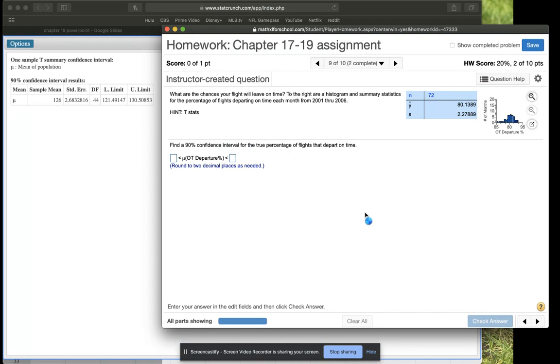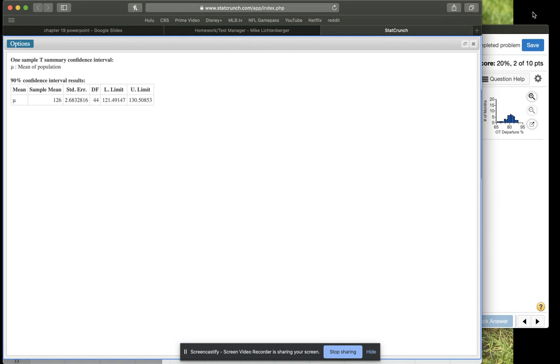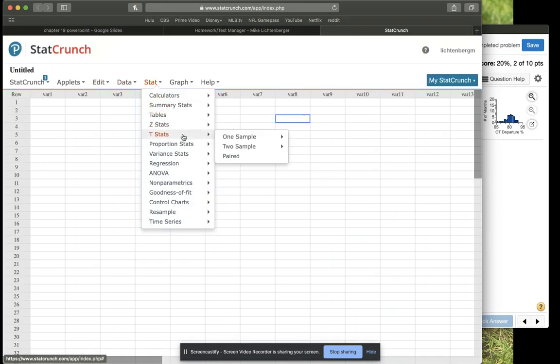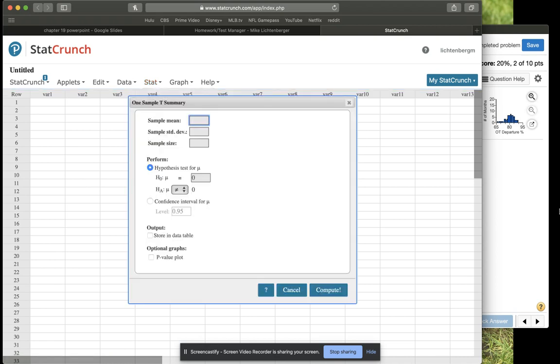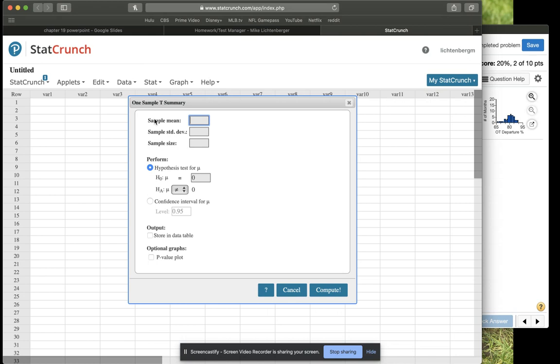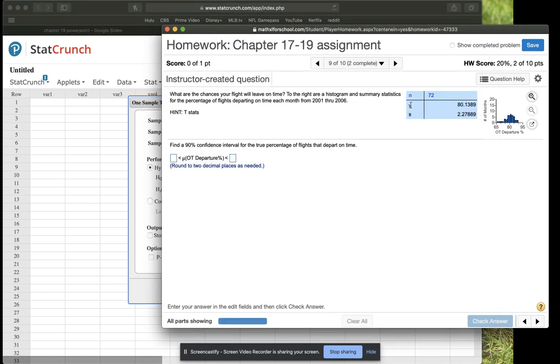Number 9. It looks like we're doing the same thing, a 90% confidence interval. Now, I noted this in the PowerPoint in case you forgot. Go to one sample with summary. The N value here is your sample size, so 72 is the sample size. The number with the bar over it is the mean.